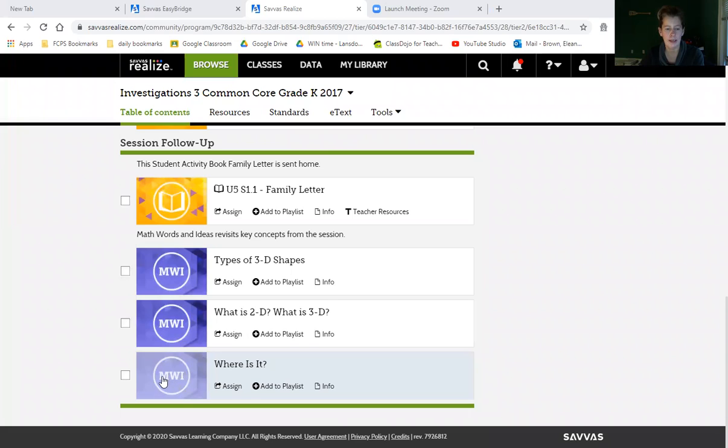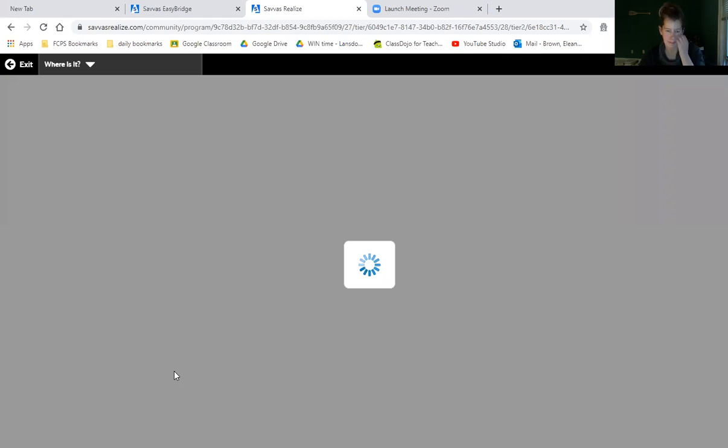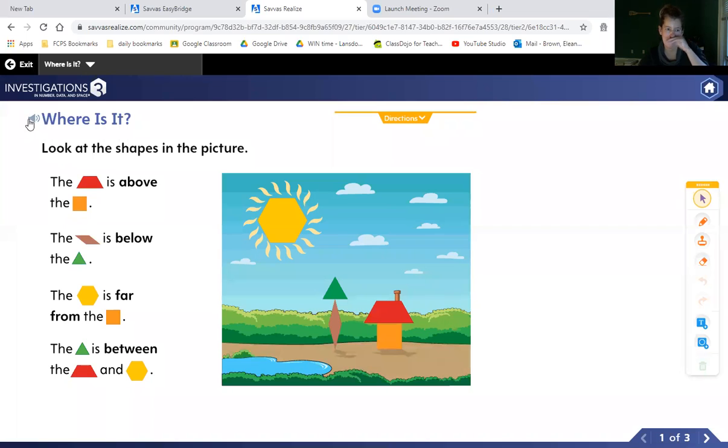This is called Where Is It? Look at the shapes in the picture. The red trapezoid is above the orange square. The brown rhombus is below the green triangle. The yellow hexagon is far from the orange square. The green triangle is between the red trapezoid and the yellow hexagon.